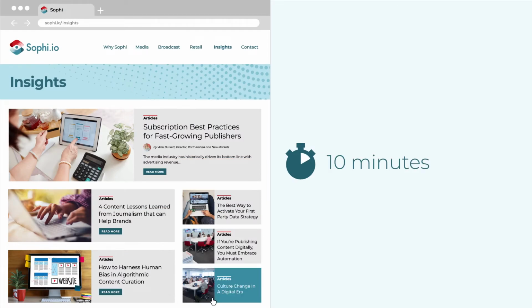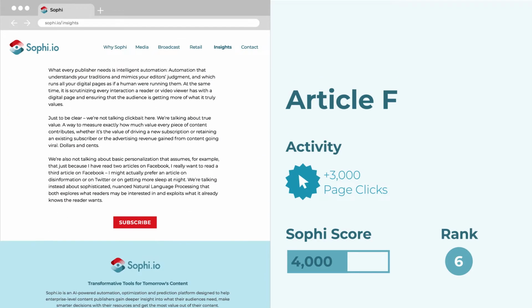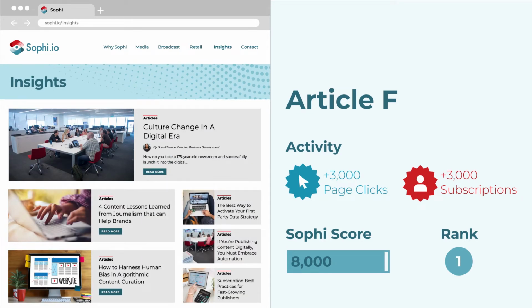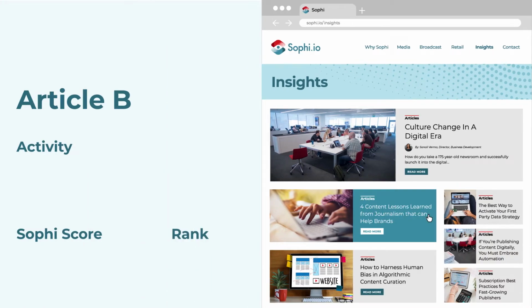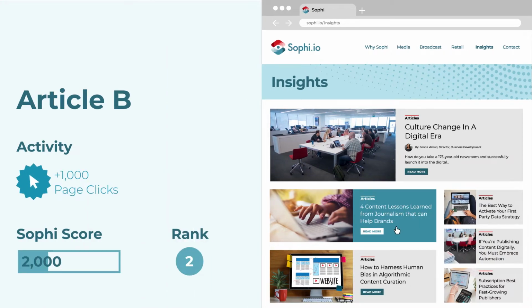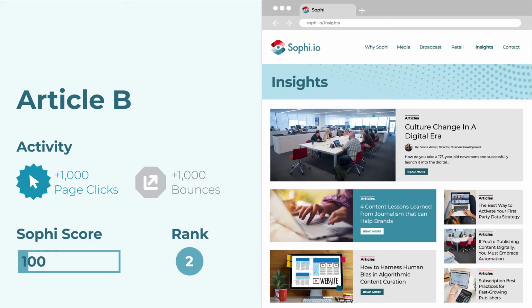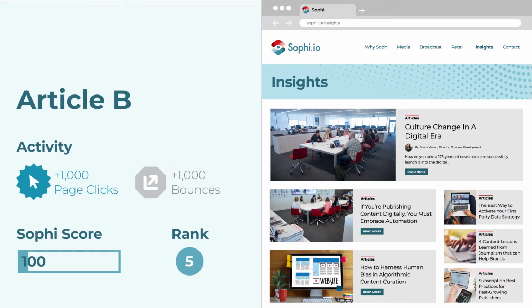Here at the 10-minute mark, we see Article F got 3,000 clicks. If everyone who reads Article F subscribes immediately afterwards, Article F's Sophi score increases and correspondingly moves up to a more valuable place on your web page. 20 minutes in, we see Article B gets 1,000 clicks. But all 1,000 clicks were followed by the users bouncing. Sophi penalizes this article, decreasing its Sophi score, and moves it to a less valuable place on your website.